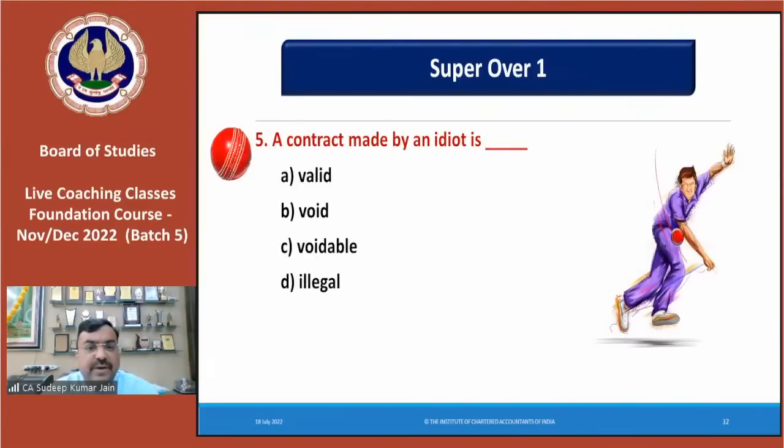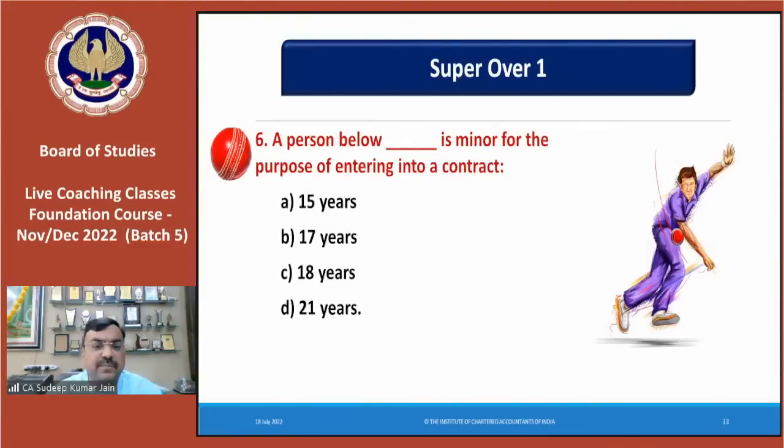A contract made by an idiot is valid, void, voidable, illegal. A person below 15, 17, 18, 21 is a minor for the purpose of entering into a contract. So these were the questions.